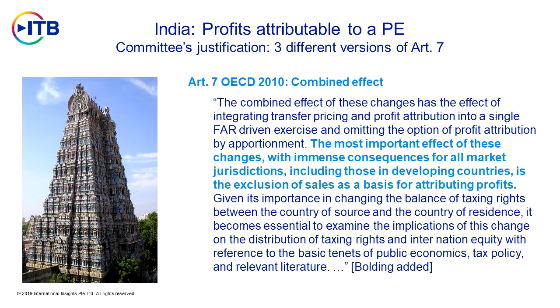The combined effect of these changes has the effect of integrating transfer pricing and profit attribution into a single FAR-driven exercise and omitting the option of profit attribution by apportionment. The most important effect of these changes, with immense consequences for all market jurisdictions, including those in developing countries, is the exclusion of sales as a basis for attributing profits.